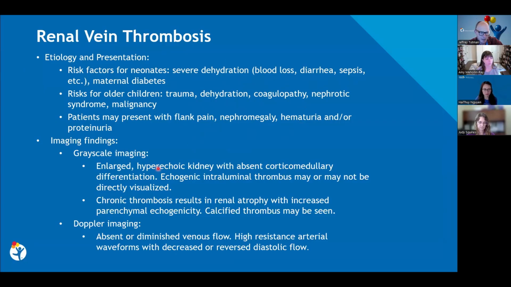As far as our imaging findings, like in this case, we're going to see an enlarged hyperechoic kidney with absent corticomedullary differentiation. We did see this in our case, but you're not always going to directly visualize that intraluminal thrombus.